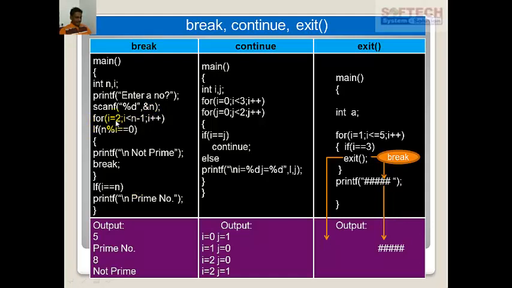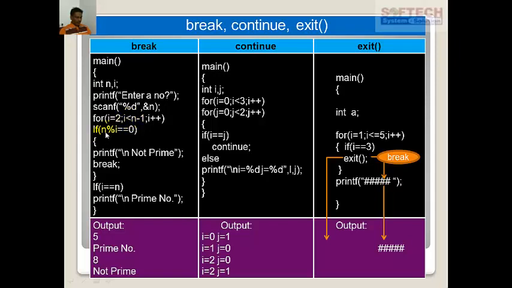Here we start with 2, because all numbers are divisible by 1. So we start with 2. The condition is n minus 1. N minus 1 means, suppose we give 5, here it becomes 4. So the i value is 2, and 2 less than 4, the condition is true.